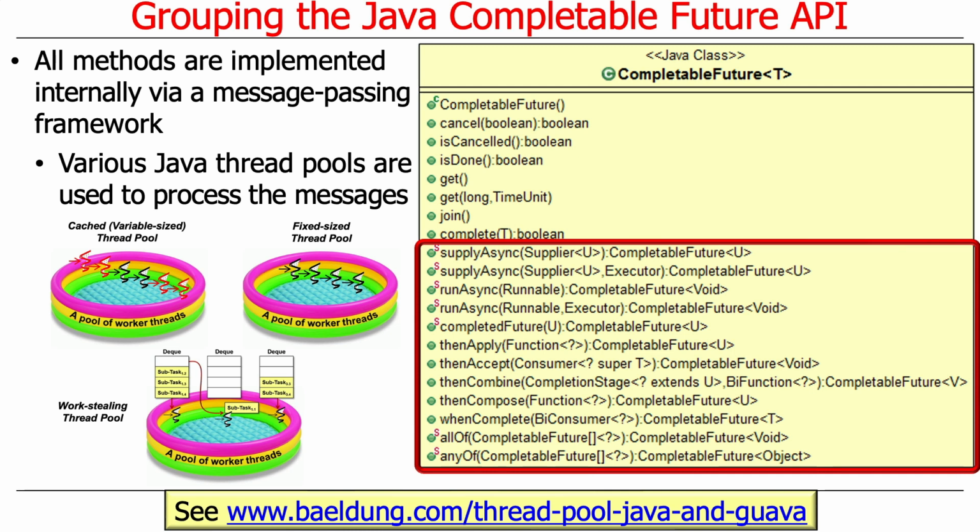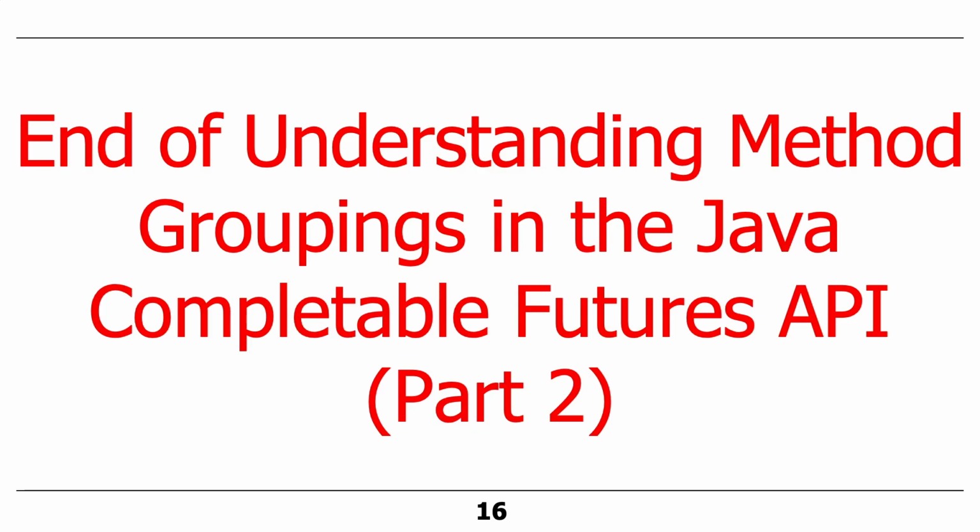And those pools of threads can be all kinds of different varieties. You can have a cached or variable size thread pool, you can have a fixed size thread pool, you can have a work stealing thread pool. All those things are arranged in different ways under the hood, and you have full control over that with completable futures, whereas with parallel streams, you are limited to the common fork join pool. So that's the end of the discussion of the method groupings for Java completable futures.